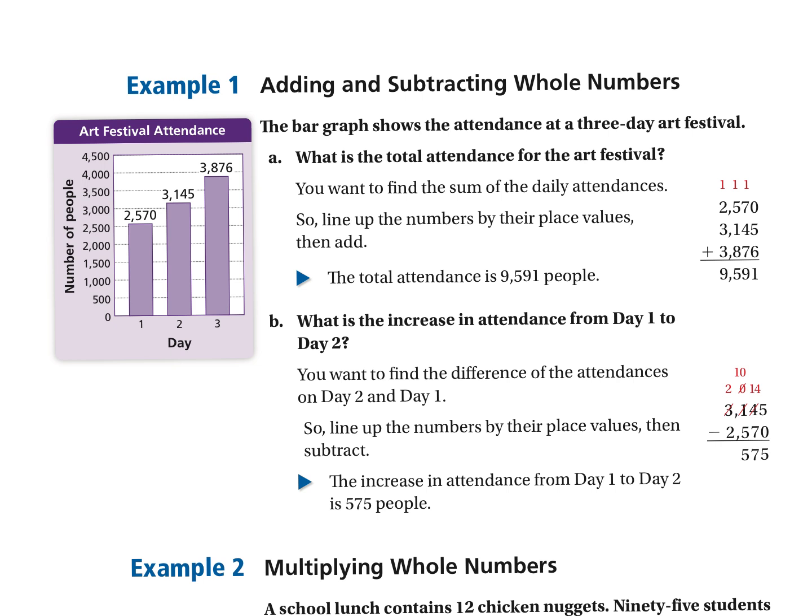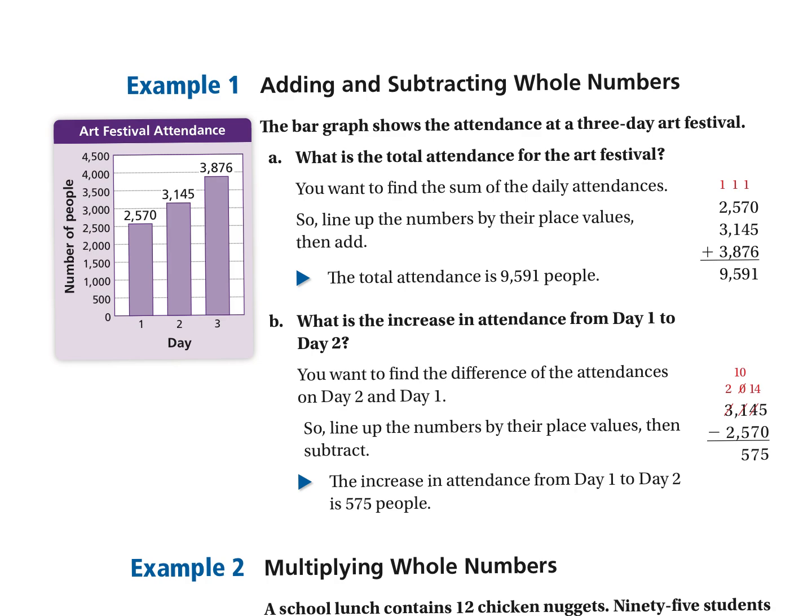It says, what is the increase in attendance from day 1 to day 2? So I'm looking at the increase from here to here. To find the increase, I want to subtract and find the difference. They show you that process right here. They show you the borrowing, they show you the regrouping, and they show you how they get 575 people. Are there any questions on that example?